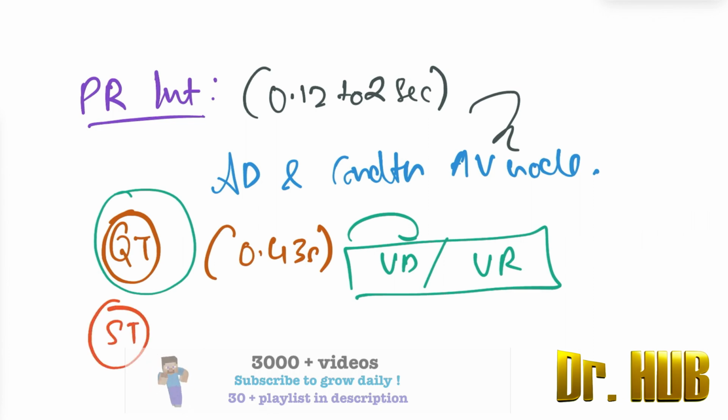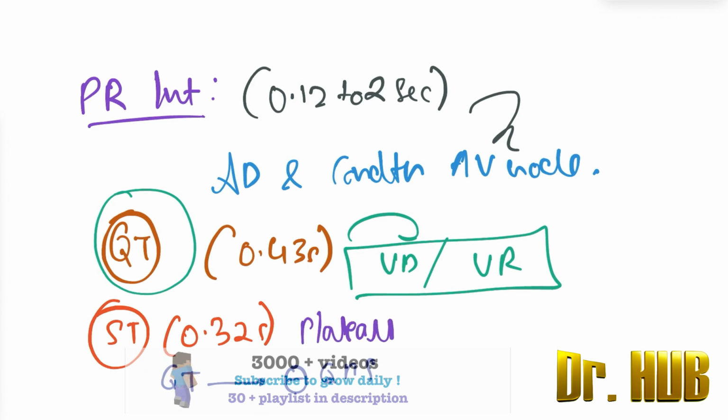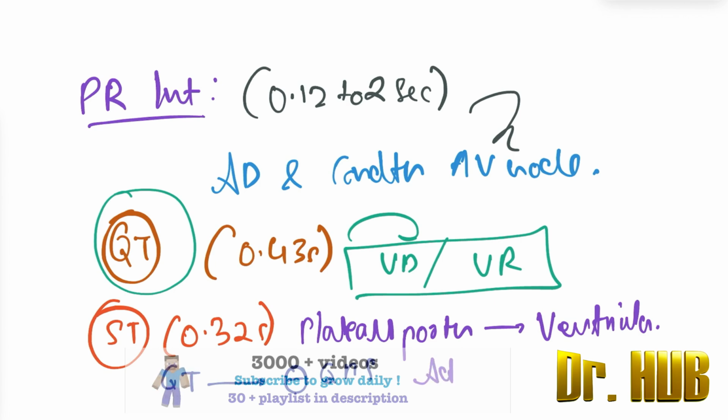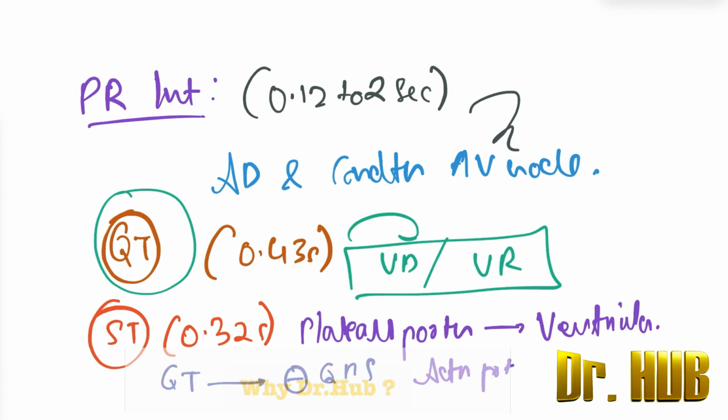Next, we look at the ST interval. The average ST interval is 0.32 seconds. In other words, it is the QT minus the QRS. What does the ST refer to? It is the plateau portion of the ventricular action potential, and it includes the ventricular repolarization as well.